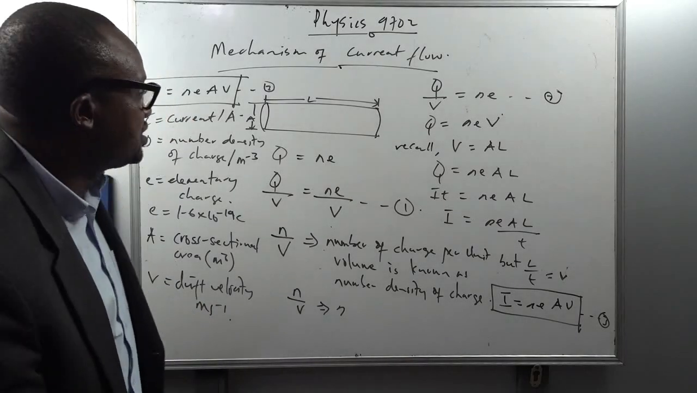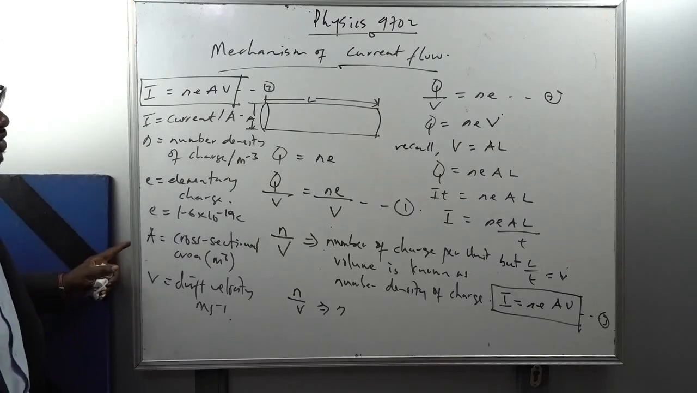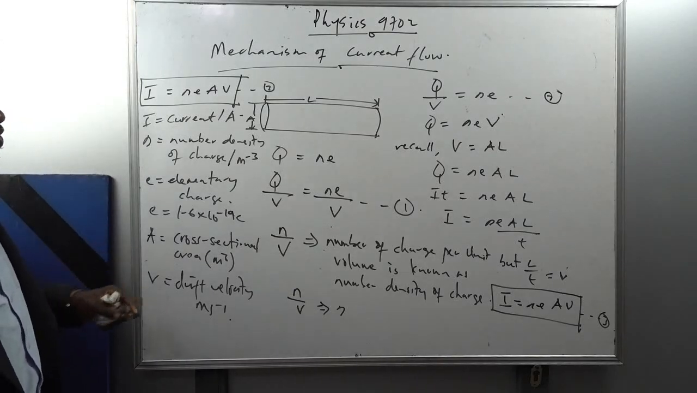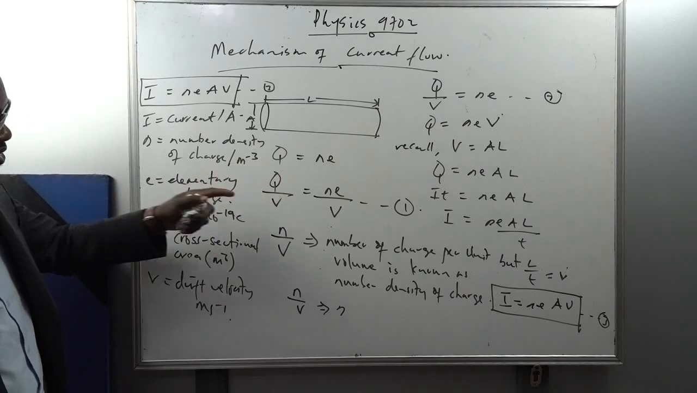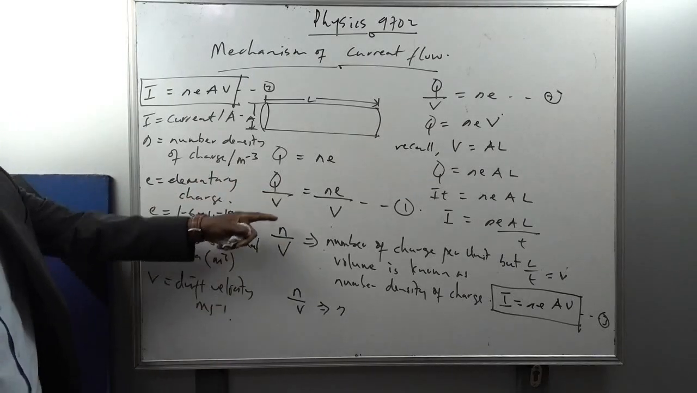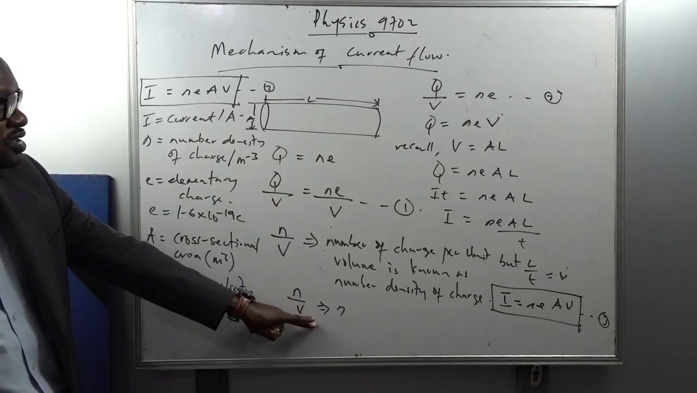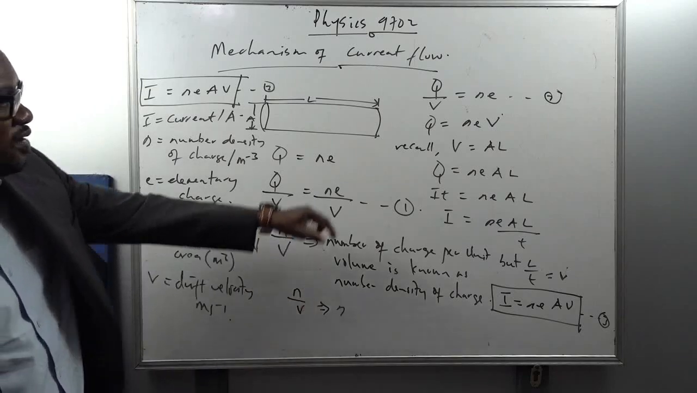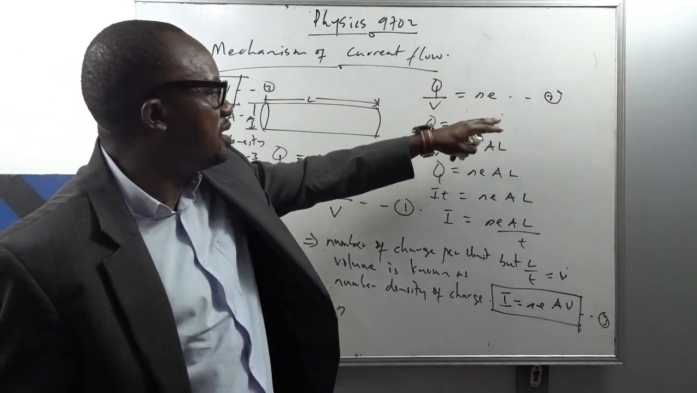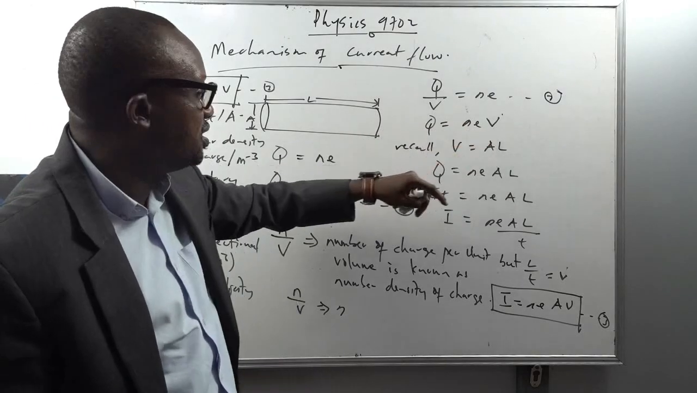Okay? So that is just a simple way to derive the equation for current in terms of drift velocity. We started from here, Q is equal to n. You divide both sides by V. Charge per unit volume becomes n over V. This number of charge per unit volume is what is replaced with slanting n, which is known as the number density of charge. So we have Q over V becomes number density of charge multiplied by e. If you cross multiply, Q becomes number density of charge times e times V.